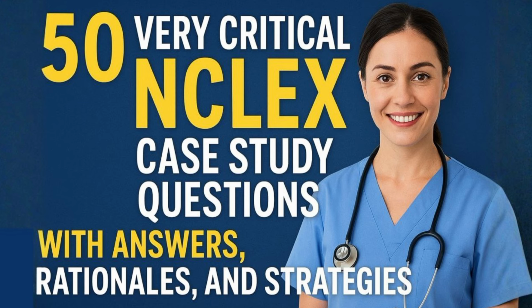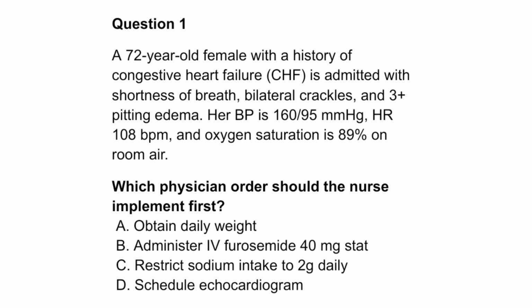Let's begin. Question 1. A 72-year-old female with a history of congestive heart failure, CHF, is admitted with shortness of breath, bilateral crackles, and 3+ pitting edema. Her BP is 160/95 mmHg, HR 108 BPM, and oxygen saturation is 89% on room air. Which physician order should the nurse implement first?